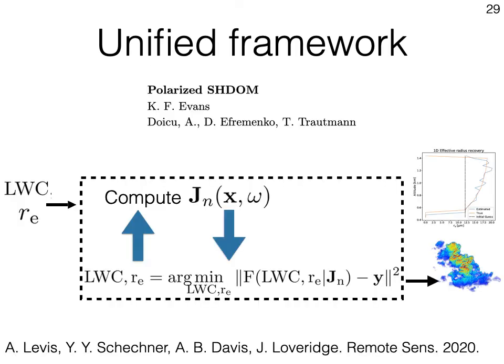So, relying on the iterative scheme I described before and replacing the scalar SHDOM with the polarized vector SHDOM, we're able to jointly estimate the effective radius and liquid water content in 3D. But just because you can doesn't mean you should. And so, to reduce the degrees of freedom in our simulations, we assumed that only the liquid water content is three-dimensional. However, the effective radius is a 1D unknown function of altitude.